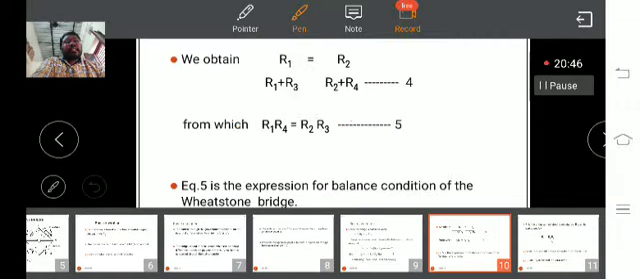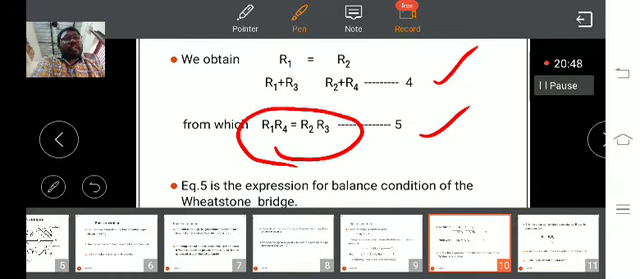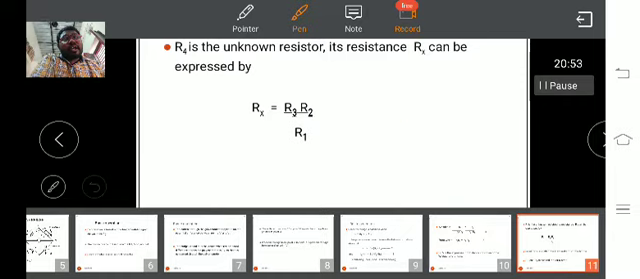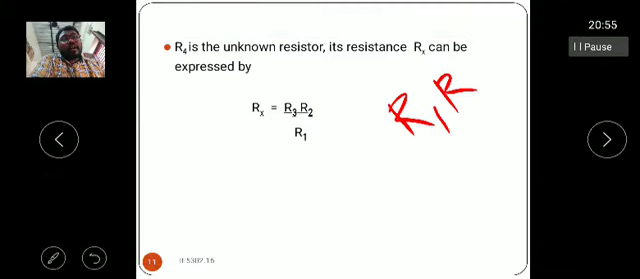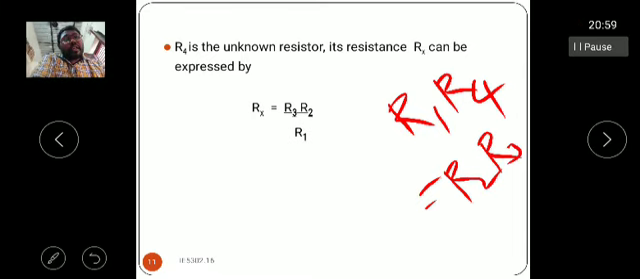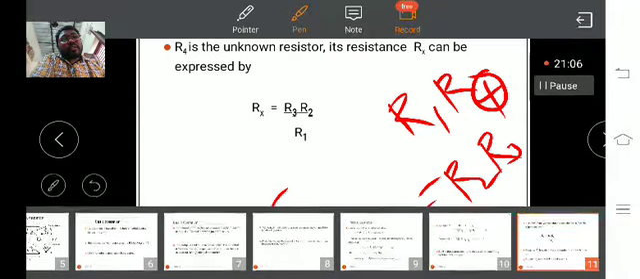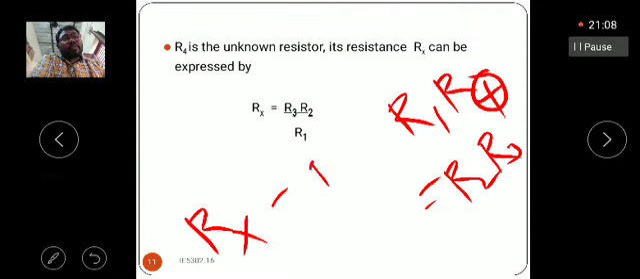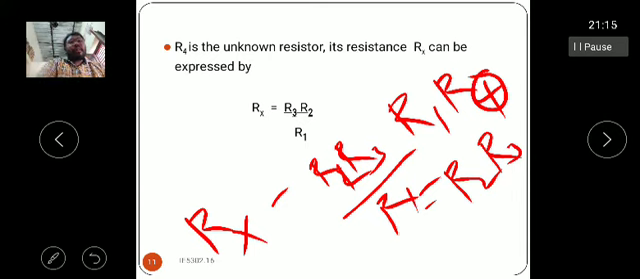Based on this ratio, we have R1 R4 is equal to R2 R3. Here R4 is the unknown resistor, which we take as Rx, so Rx is equal to R2 R3 by R1. This is the measurement of unknown resistance in the bridge circuit.